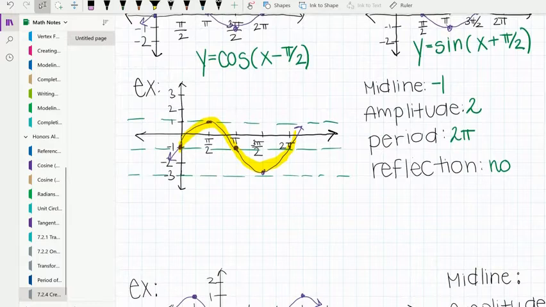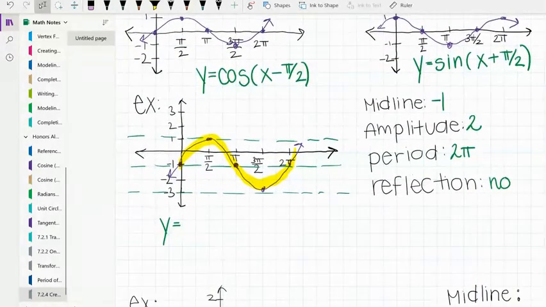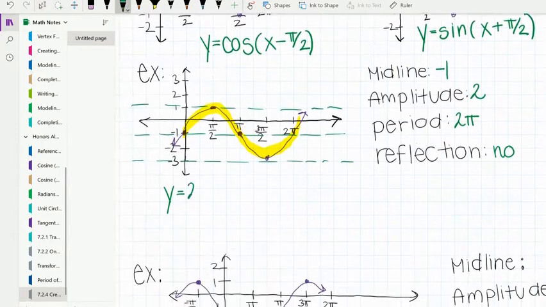So first, I'm going to write it in terms of sine. If I were to write it in terms of sine, we don't have it shifted over to the right or left because sine does start at the origin, but we do need to account for the midline and the amplitude. In this case, the amplitude is 2. So it'd be y equals 2 sine x, and then we subtract 1 for our midline.